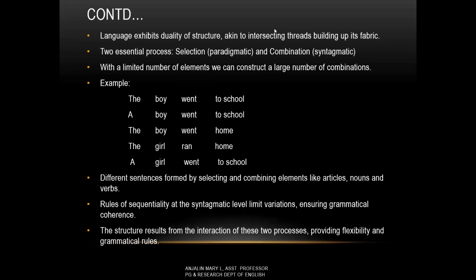Next, on the basis of these paradigmatic and syntagmatic relationships, rules of selection and combinations operate, and taken together, these establish the structure of a language. Okay, so they are like the two intersecting threads that build up the fabric of language. Because of these relationships, we say that language has duality of structure. Okay, at one level, we select particular elements out of many, and at another level, we combine these elements to form a structural unit. So with a limited number of elements, we can construct a large number of combinations.